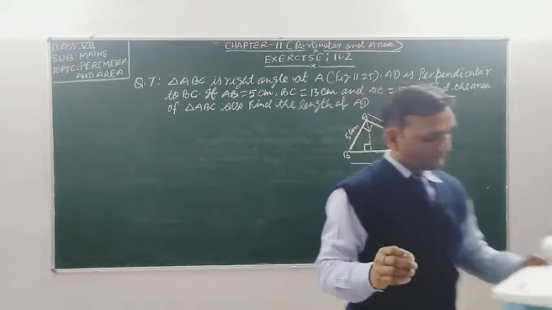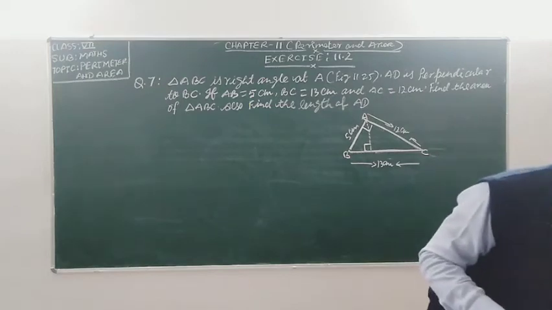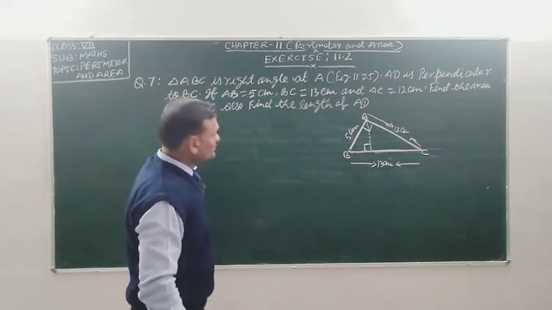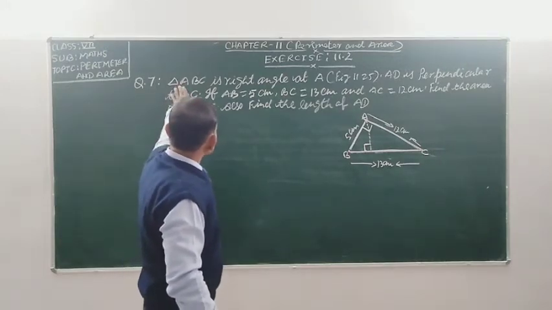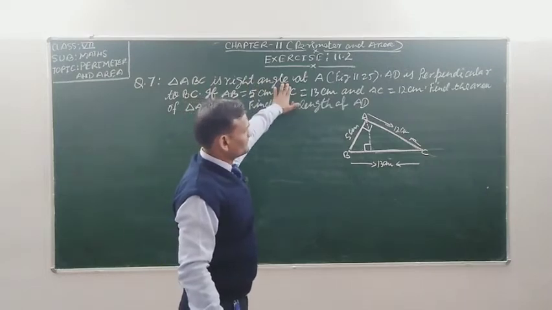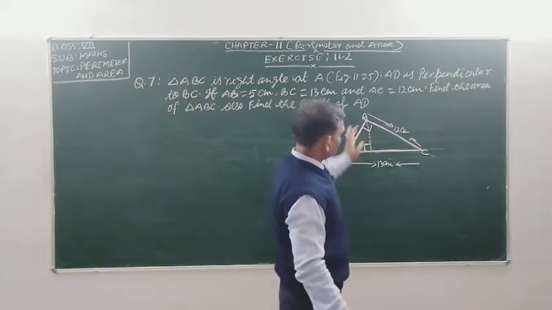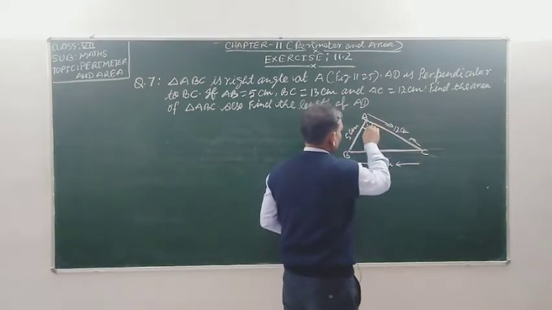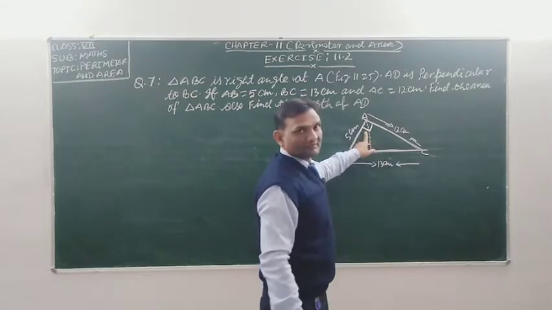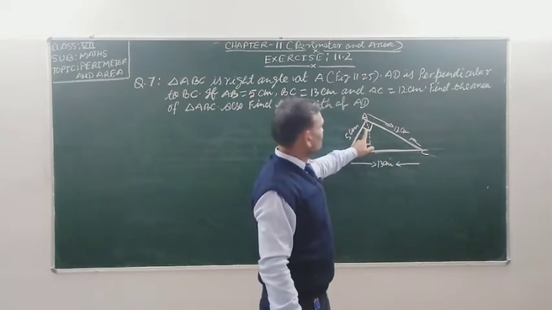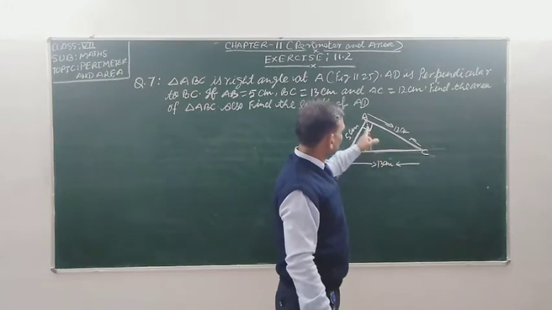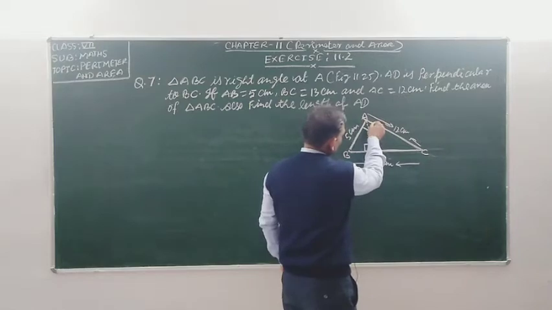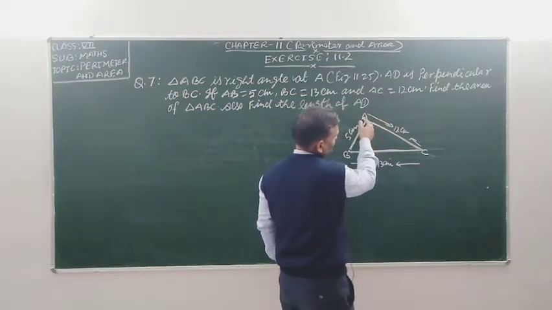So student, this is a very easy question. Firstly, try to understand the meaning of the question. Triangle ABC is a right angle triangle. Why? Because one angle is 90 degrees. Assume that this is 90 degrees. If in the figure it does not seem that A is 90 degrees, then you will assume this is a 90 degree angle.